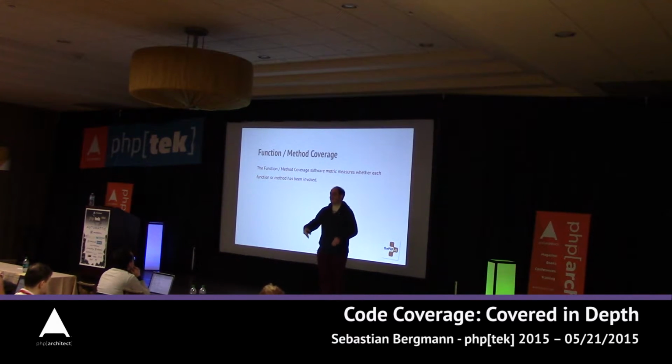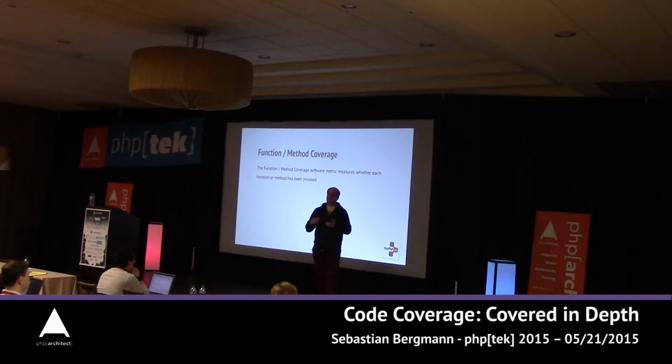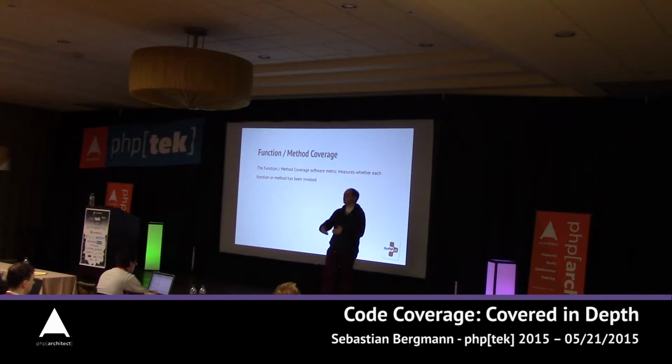If we raise the abstraction level a little bit while looking at the source code and code coverage, the next thing that we could look at would be function or method coverage. If I have a function or a method, then that function or method consists of multiple lines of PHP code. So a function would be considered as being covered when its code is executed.